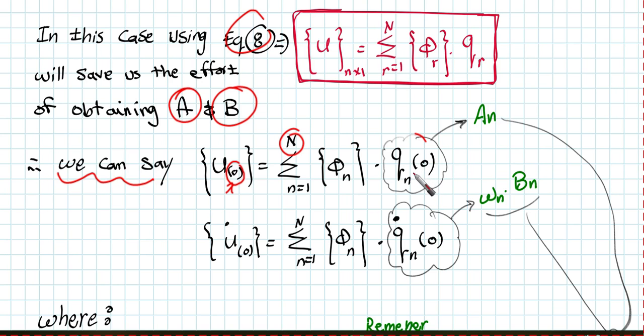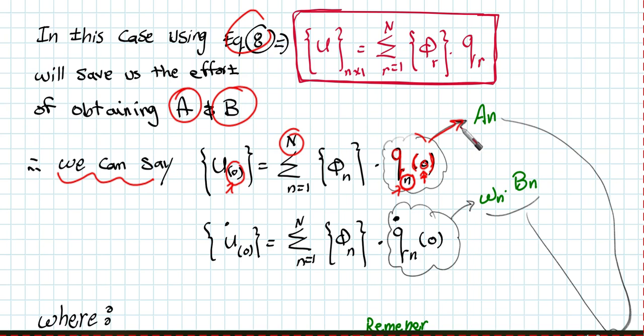We are going to call it the modal coordinate that is related to the n-th mode. And between parentheses, 0 means that we are talking about the initial condition, because later on we are going to have other cases not at t equal to 0. So q means modal coordinate, n means a particular mode, and 0 means the initial condition.